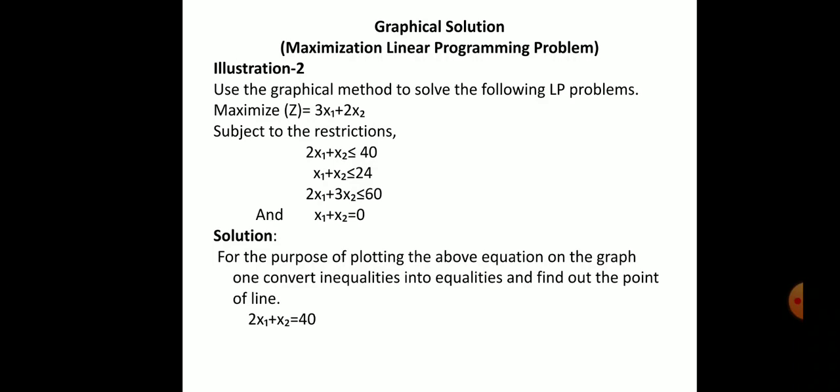2x1 plus x2 less than or equal to 40 they have given. Here we have to make it equal, so equal to 40. Next, x1 plus x2 is less than or equal to 24, here equal to 24. The third one is less than or equal to 60, so equal to 60. So these are the 3 equations. We have converted inequalities into equalities, meaning equations: the objective function, first equation, second equation and third equation.